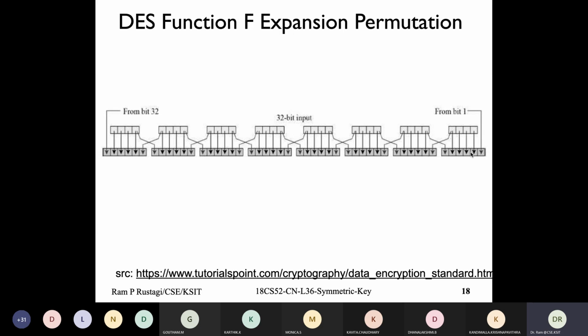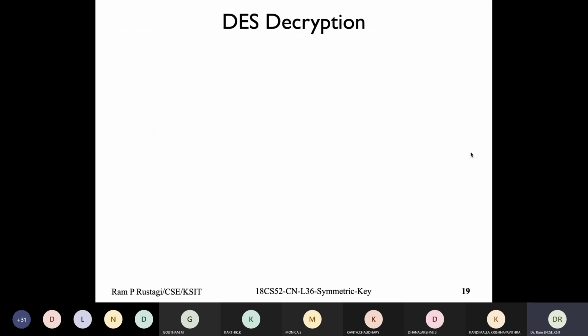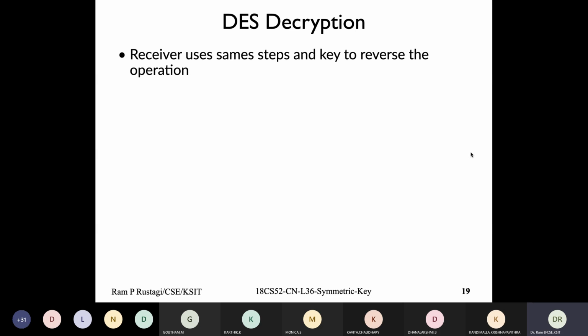And the 8 chunks of 6 bits each become a 48-bit chunk. And now I have a key again of 48 bits. We perform the XOR operation, and that gives us our right half. And that's the way it is done. So essentially, this is what the DES or Data Encryption Standard algorithm is.